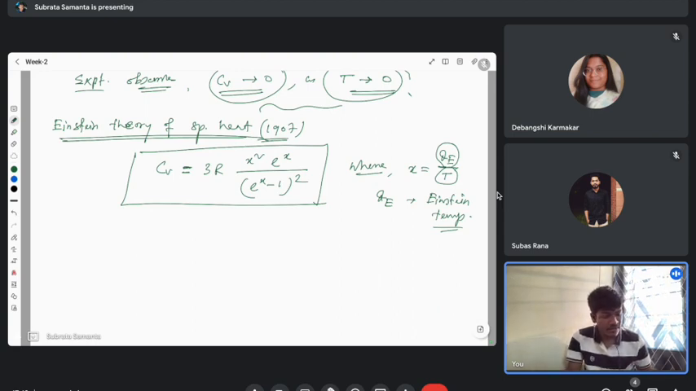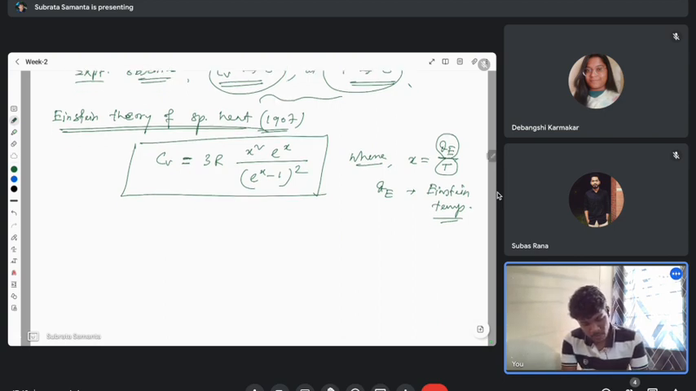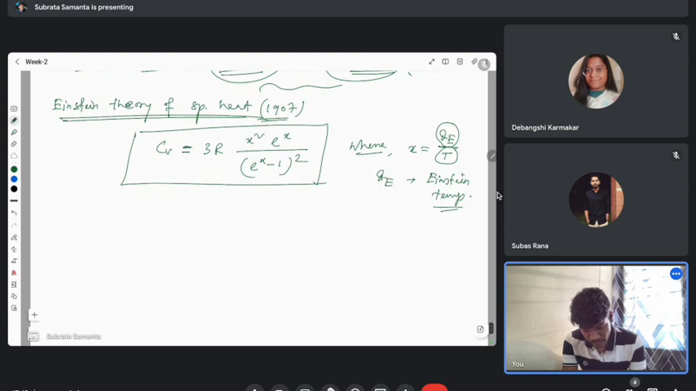And this is the Einstein temperature, right? Yeah. So now here let's consider that T is much greater than or equal to theta_E, right? So at high temperature region. So this is actually the high temperature region.